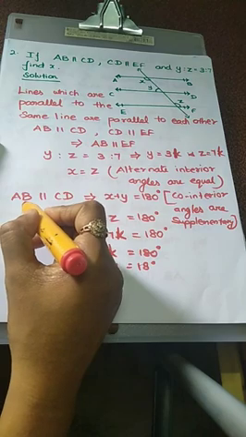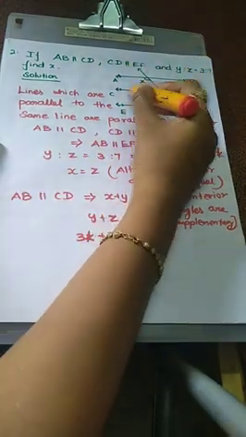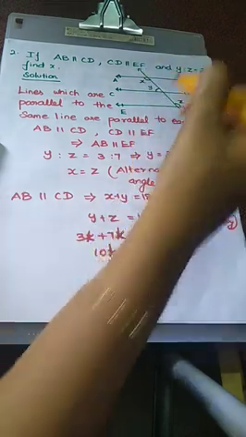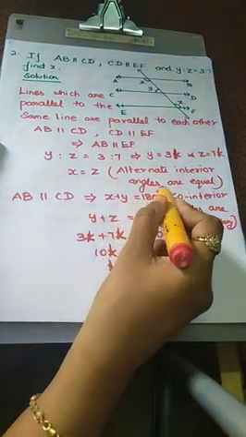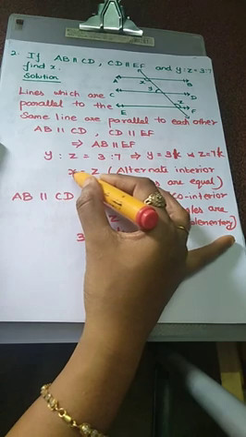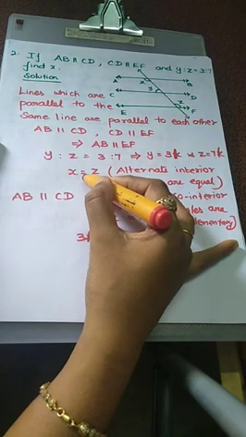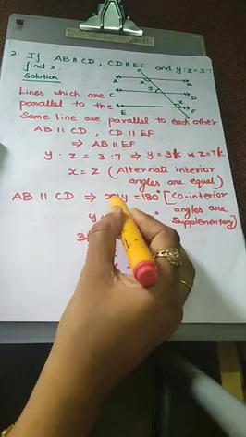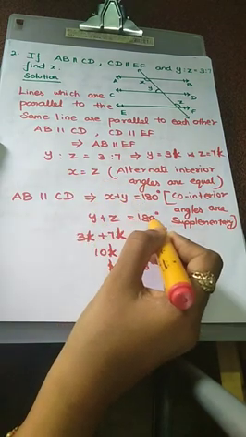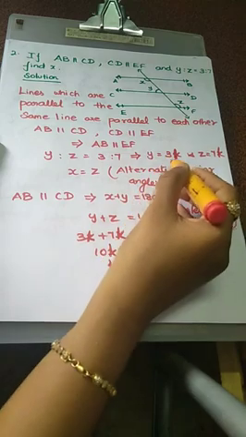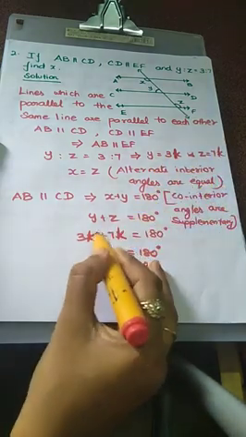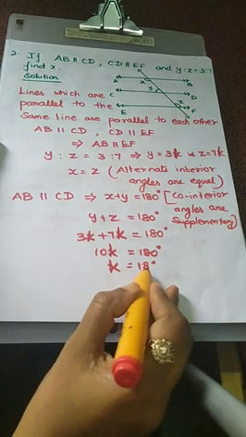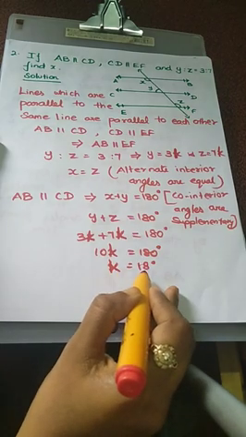Now we apply another condition. This line AB is parallel to CD, so co-interior angles are supplementary. So x plus y is equal to 180 degree. Previously we know one condition, x is equal to z, so we just apply this value here. So y plus z equal to 180 degree. What is our y value? That is 3k. z value is 7k. 3k plus 7k, that is 10k. 10k equal to 180 degree means k equal to 18 degree. Now we get the k value.